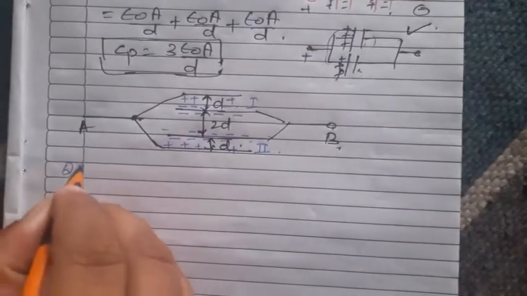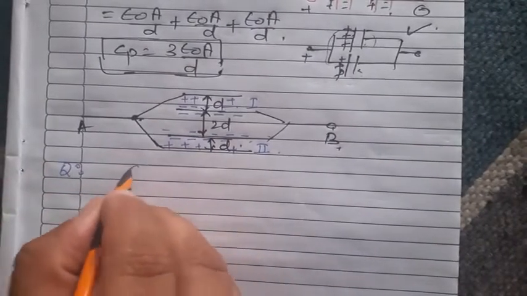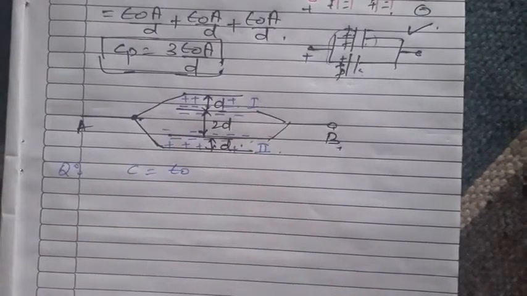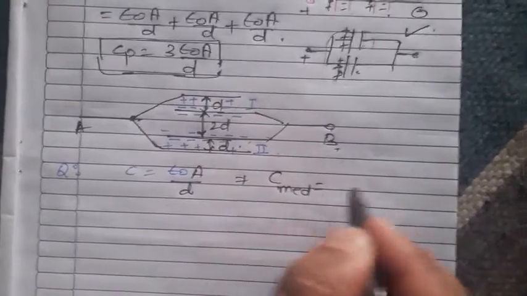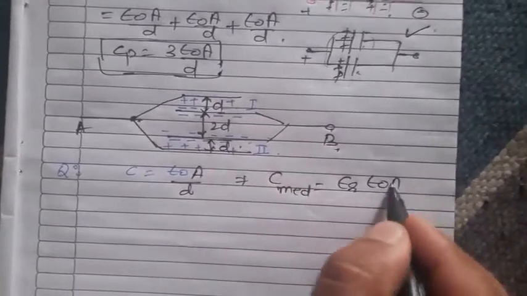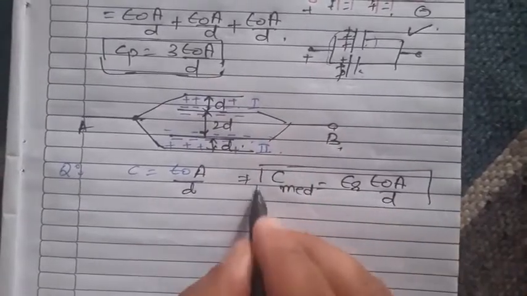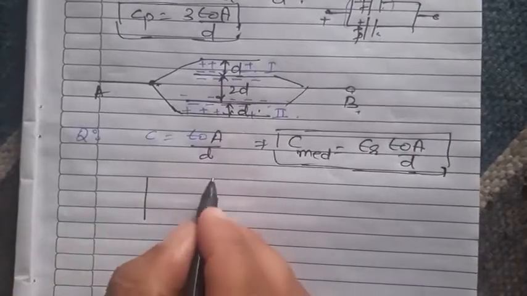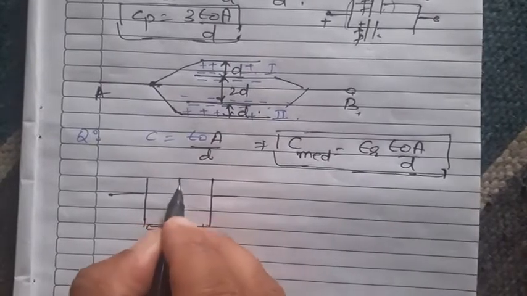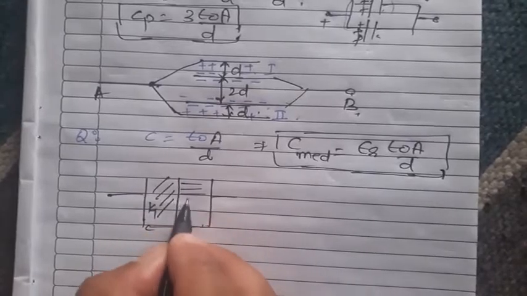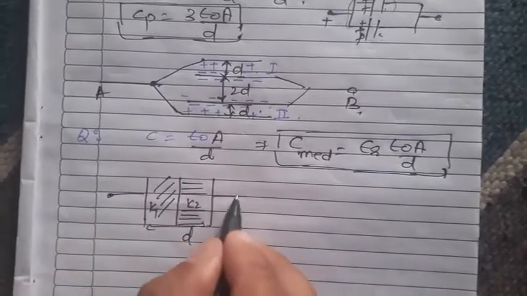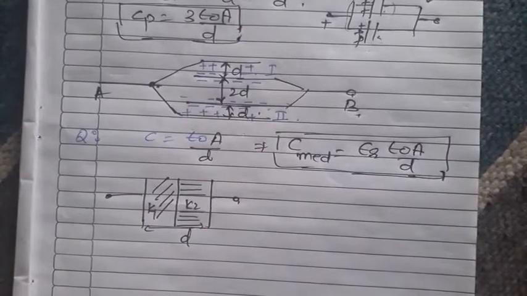One thing is clear: when a capacitor is filled with air, its capacity is given by epsilon naught A divided by D. But when it is filled with some medium, then its capacity is K epsilon naught A by D. This is very important. For example, there are two plates separated by distance D. Half of the plate is filled with a dielectric of dielectric constant K1 and half with dielectric constant K2. Find the resultant capacity of the combination.